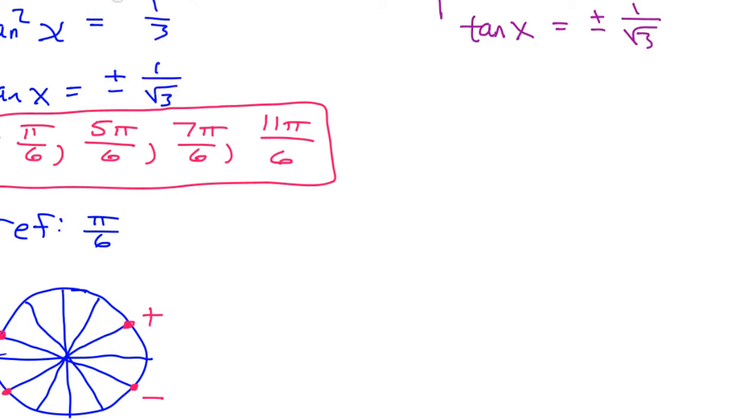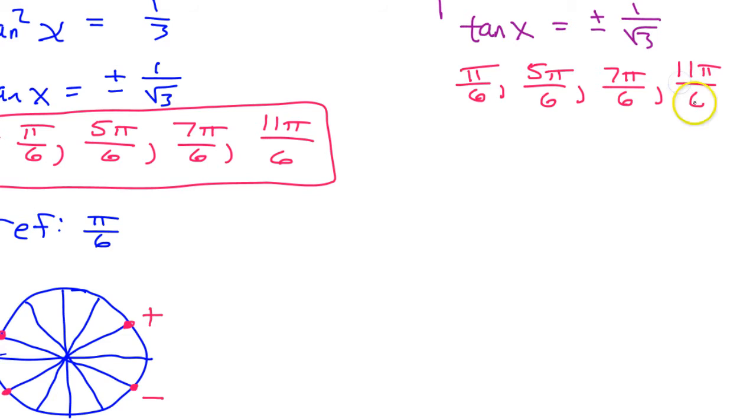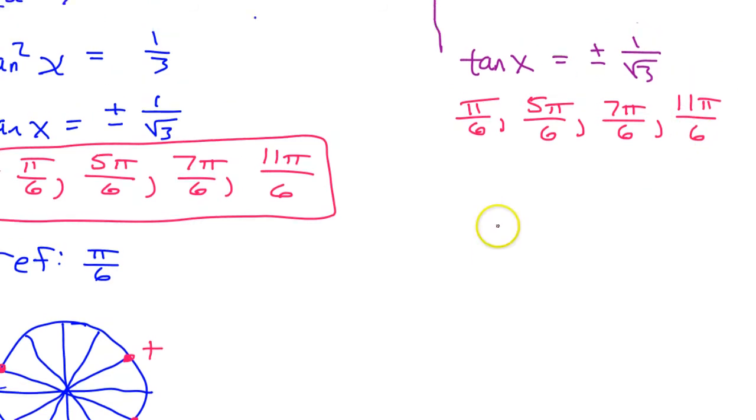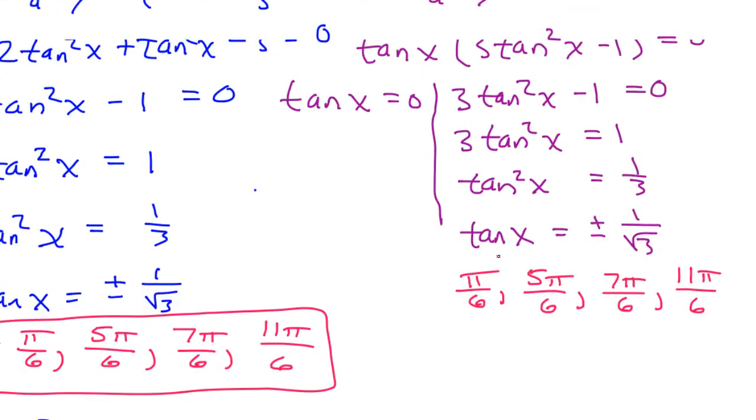Okay, so over here we will have pi over 6, 5 pi over 6, 7 pi over 6, and 11 pi over 6. Now that's not the end, because we also have this.